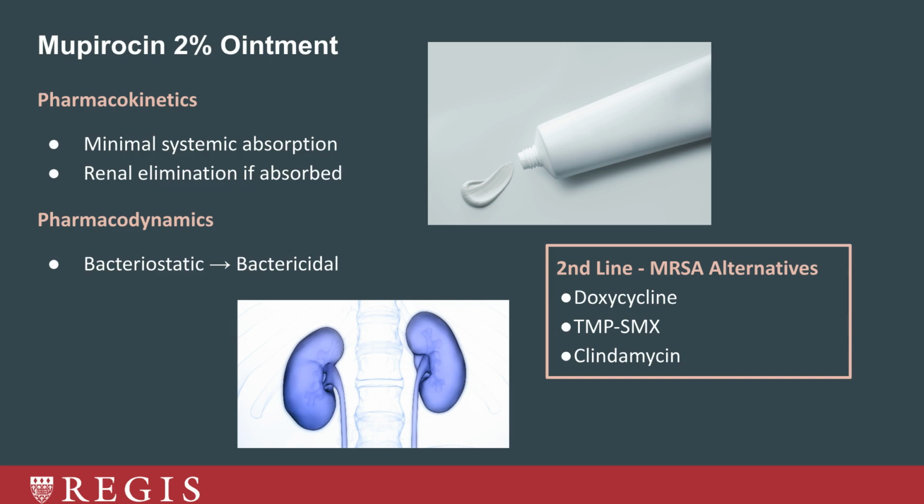Other second line MRSA alternatives are doxycycline, TMP SMX, and clindamycin. And those can be used if the patient has an allergy or other issues with the prescribed medication previously tried.